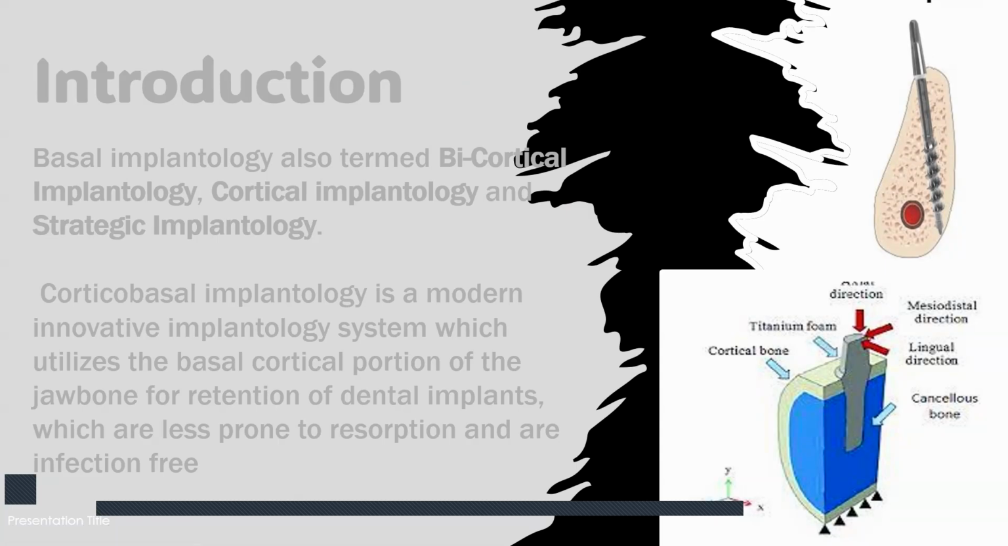Sometimes it is also called corticobasal implantology, which I'll discuss later. It is called corticobasal, as well as strategic implantology, because we have strategic positions where we place the implants. The corticobasal implantology is a modern innovative implantology, basically a treatment option for those people who are hopeless with conventional implantology because very little bone is there, only the cortical bone. So we place the implant in a bone which is less prone to resorption and less prone to infection. Both of these things are very rare in the cortical bones.